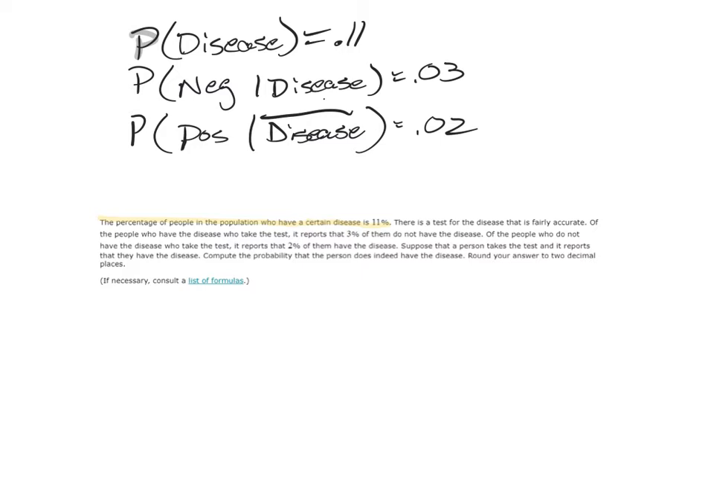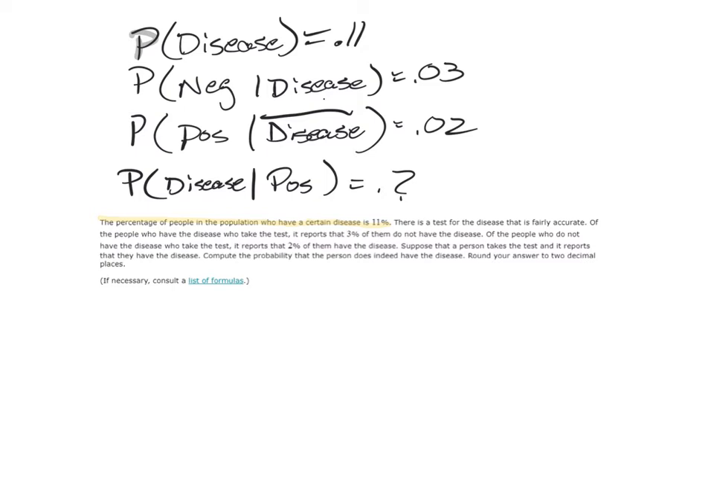Suppose that a person takes the test and it reports that they have the disease. So we got a person that gets the test back and says they have the disease, so they are testing positive. Compute the probability that the person does indeed have the disease. So I have tested positive. What's the probability I actually have the disease? That's what I'm looking for. Round your answer to 2 decimal places.